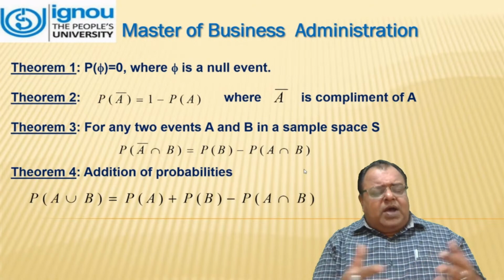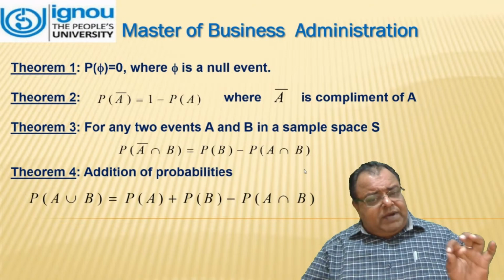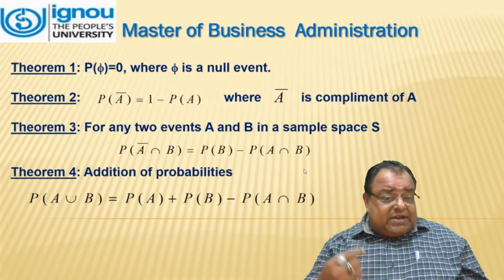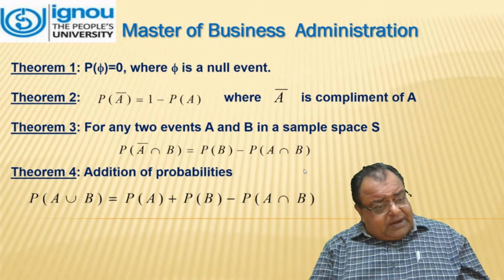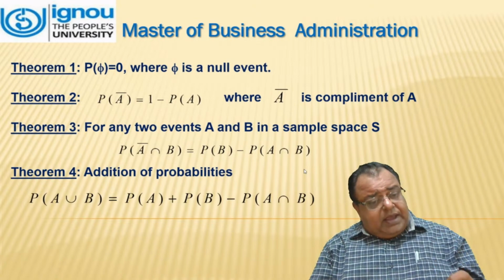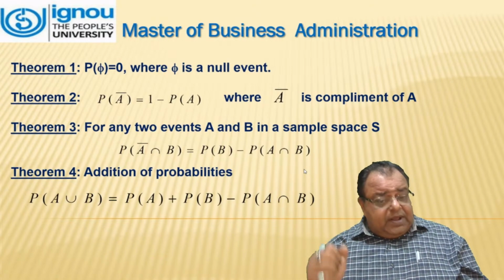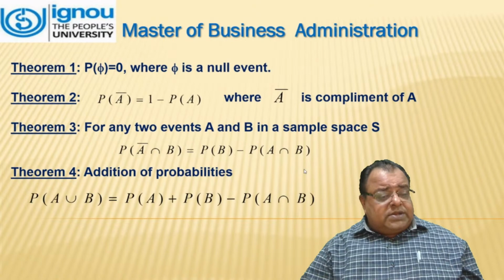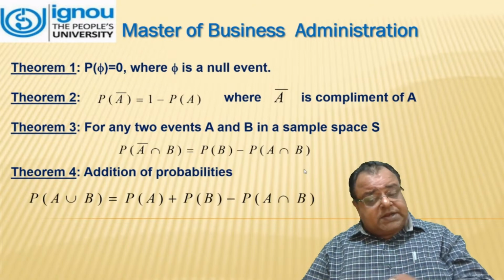Now, mathematically, while solving problems, what will we be using? The first is that the probability of a null event is 0. If P(A bar) means negation of A, the negation of A is 1 minus P(A). The third theorem is P(A negation intersection B) is P(B) minus P(A intersection B). These values will be given to us in the problem. In terms of addition of probabilities, P(A union B) is equal to P(A) plus P(B) minus P(A intersection B).